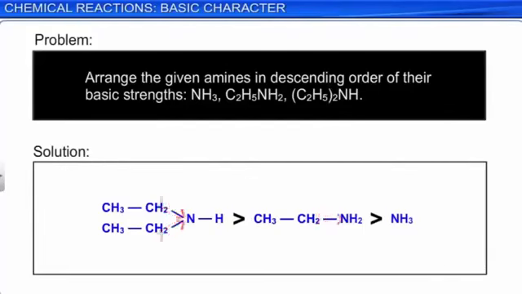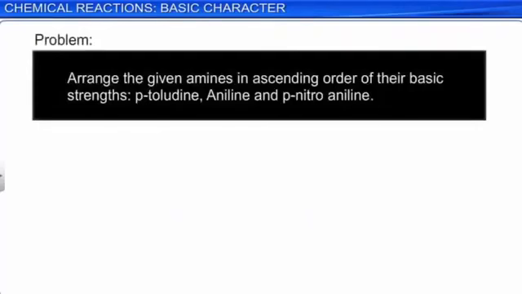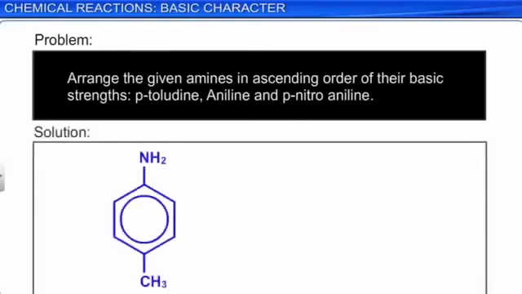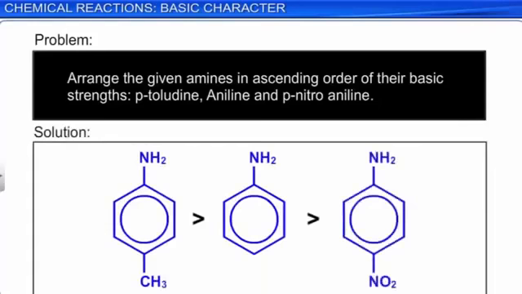Here's another problem. Arrange the given amines in ascending order of their basic strengths. Try to work out the answer yourself before checking the solution. The order of the basic strengths of these amines is para-toluidine is greater than aniline is greater than p-nitroaniline. Here, NO2 has a minus I effect and is thus less basic than aniline, while methyl group has a plus I effect and is therefore more basic than aniline.